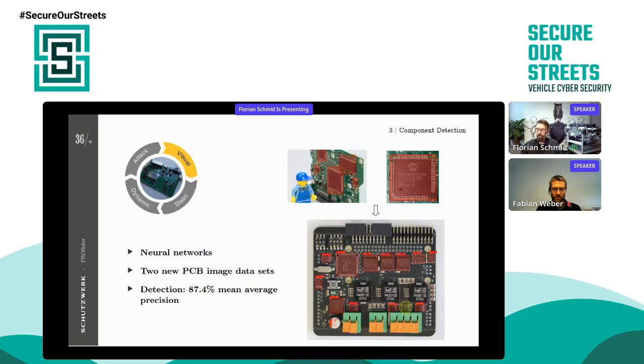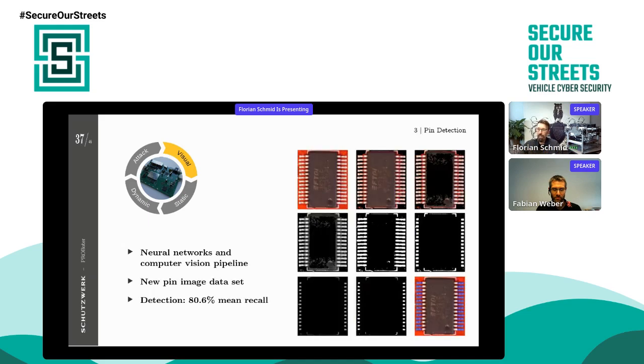For the visual analysis, we use neural networks, for which we used two new PCB image data sets. And here we have a detection rate of 87.4% mean average precision to identify the components on the PCB. The second one is that we use neural networks and a computer vision pipeline to be able to identify pins for each of the components. And here we have a detection rate of 80.6% mean recall.